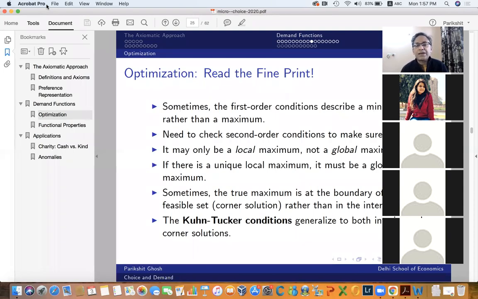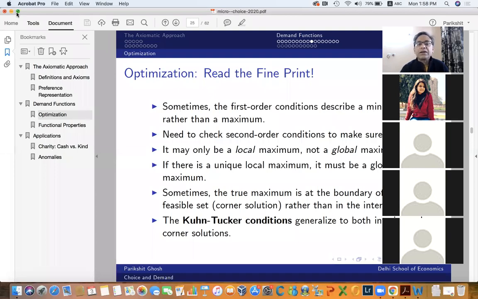And intuitively speaking, what is the logic behind this condition? The MRS is the rate at which the consumer is willing to substitute good I and good J. And the price ratio is the rate at which the market allows the consumer to substitute one good for another. And unless these two are the same, there is room for the consumer to give up one of the goods and get more of some other good in exchange, in the process becoming better off, right? So that's the intuition.